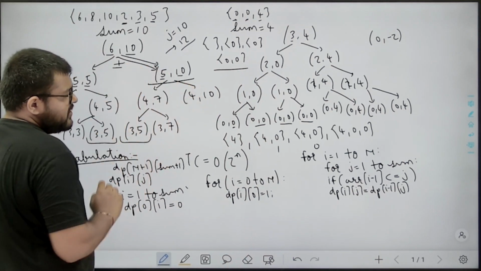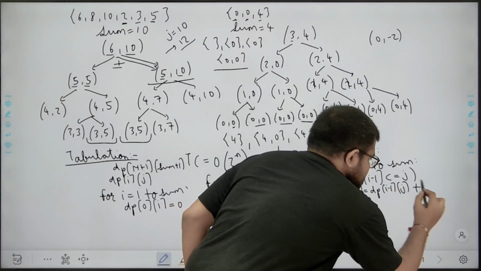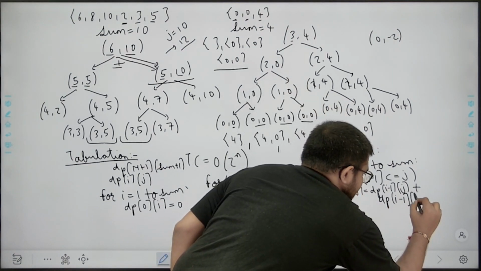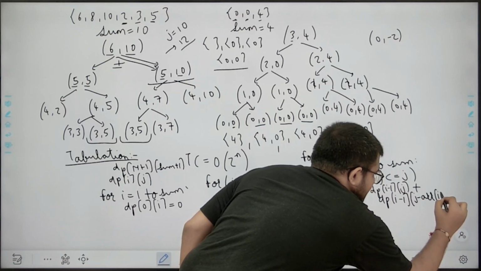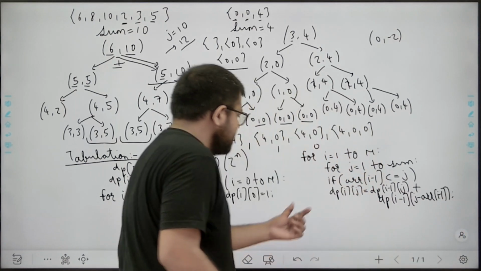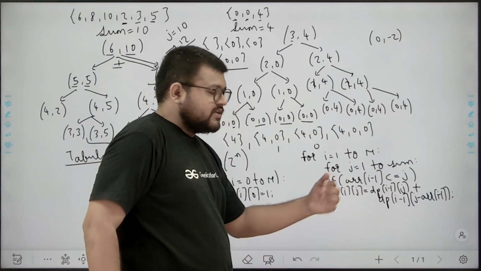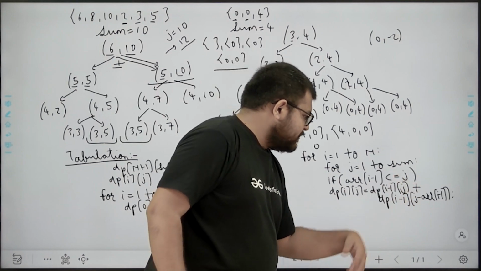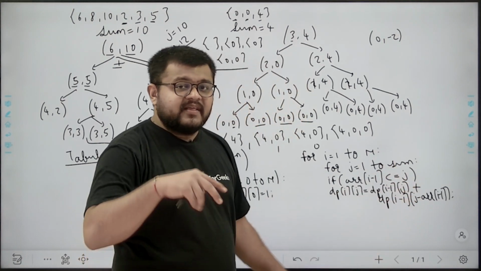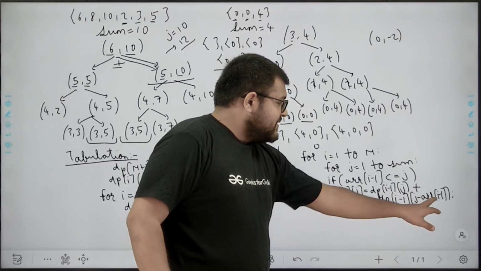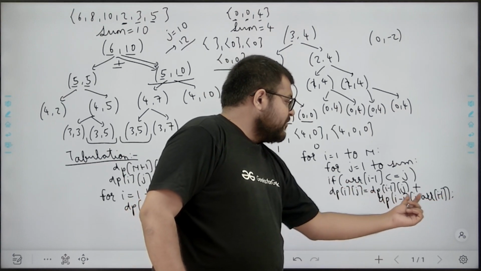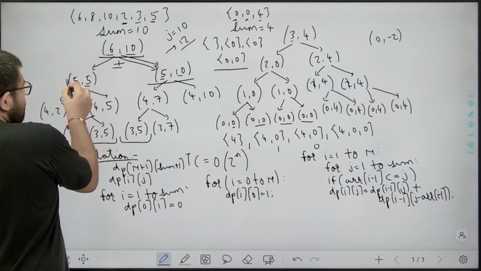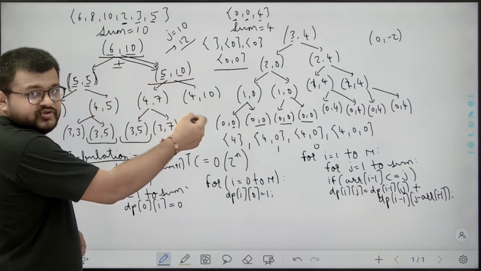So I am not considering the ith element, plus if I consider the ith element, then it would be dp of i minus 1, j minus array of i minus 1. So basically the number of subsets to reach sum j using the first i elements is equal to the number of subsets to reach the sum j using the first i minus 1 elements, plus if I consider the ith element, then the remaining sum would be j minus array of i minus 1. So dp of i minus 1, j minus array of i minus 1. So basically this is equal to this plus this, right? So that is what I have done.